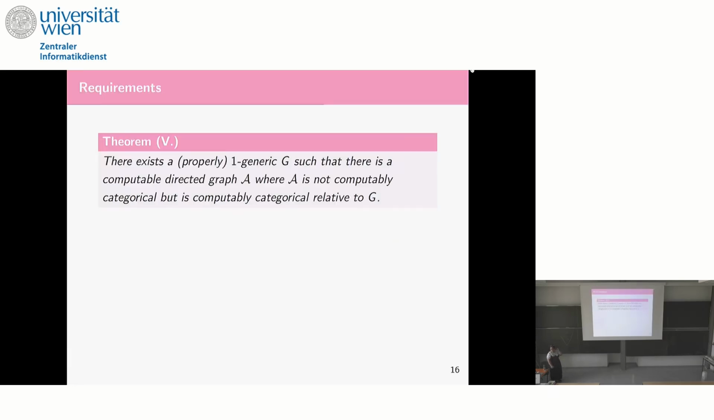Remember, this is the theorem. There exists a properly one generic G such that there's a computable directed graph A, where A is not computably categorical, but is computably categorical relative to G. So I want to sketch out what it takes to build a graph in that fashion. But don't worry, I'm not going to talk too much about priority trees or infinite trees. I'm just going to draw a lot of pictures and wave my hands around a lot.